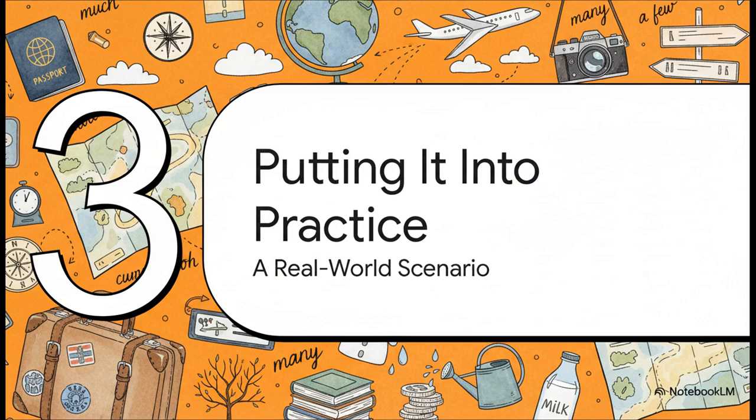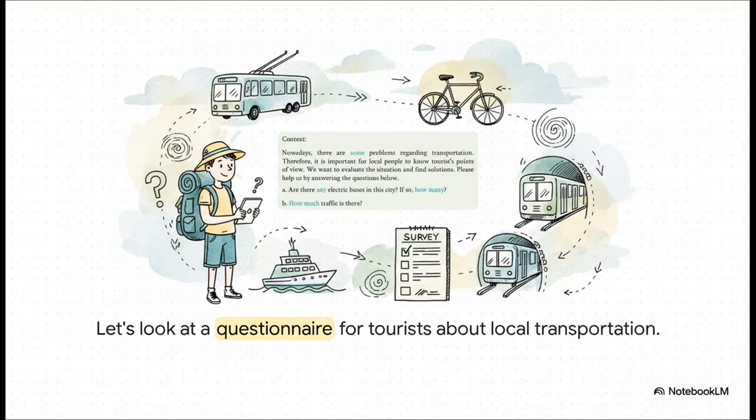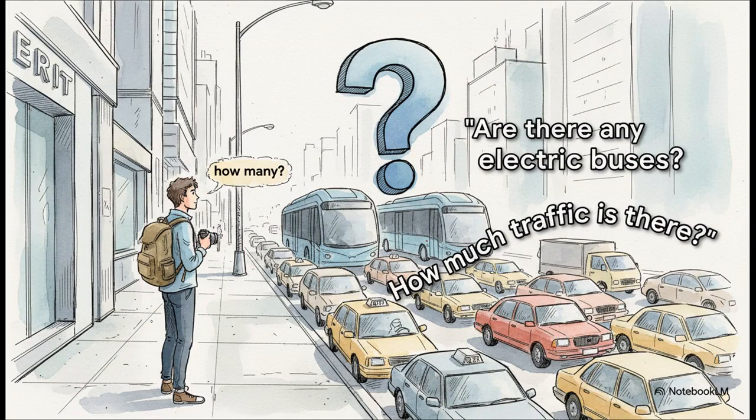Okay, theory is great, but let's see how this stuff actually works in the real world. We've got the rules, we've built our toolkit. Now let's put all these pieces together in a situation you might actually find yourself in, especially if you're a tourist. Okay, so just imagine you're visiting a new city, and someone gives you this survey about the local transportation. This is a perfect example of where knowing your quantifiers is essential for understanding and being understood. Let's take a look at the questions.